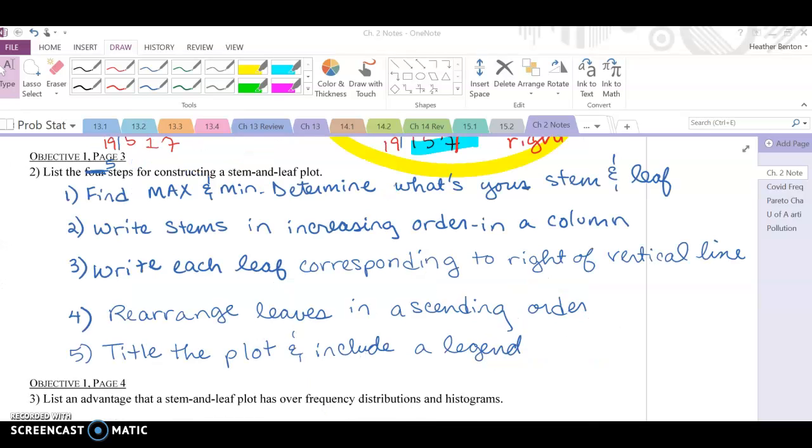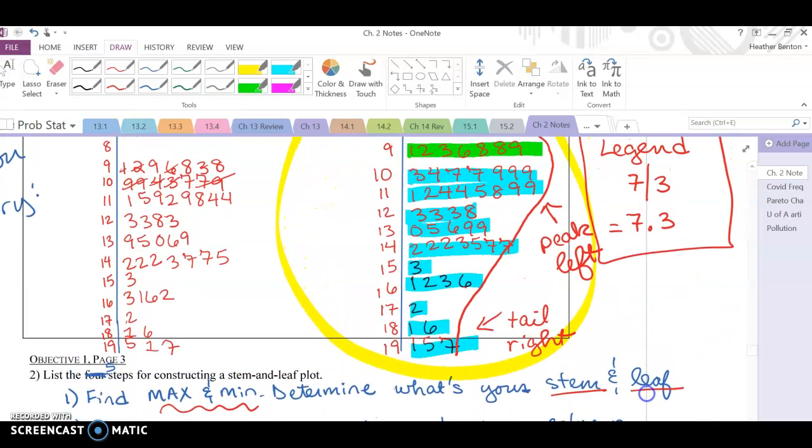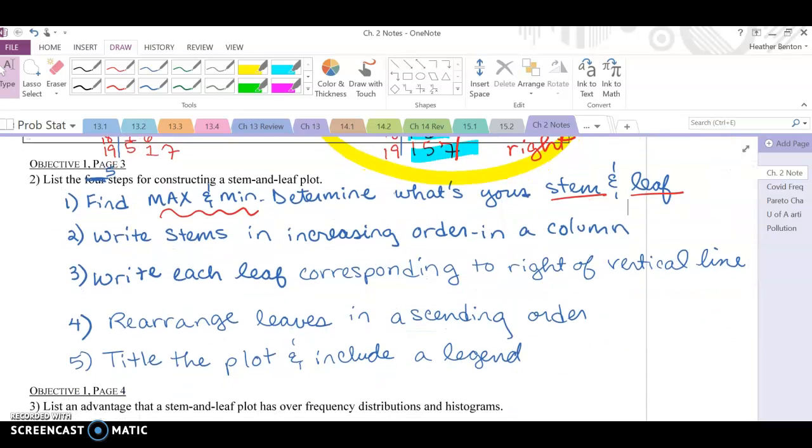Okay, so the next question asks, what are the 4 steps for constructing a stem and leaf plot? I changed it to 5. First of all, we found the max and the min, so we knew what to make the beginning and end of our stem and leaf, our stems especially. And then we had to decide what's our stem and what's our leaf. In this case, it was the ones place versus the tenths place.